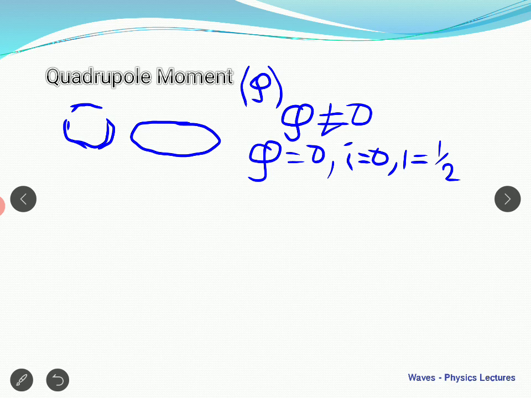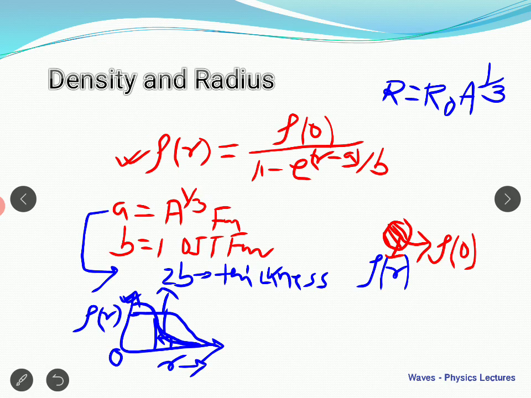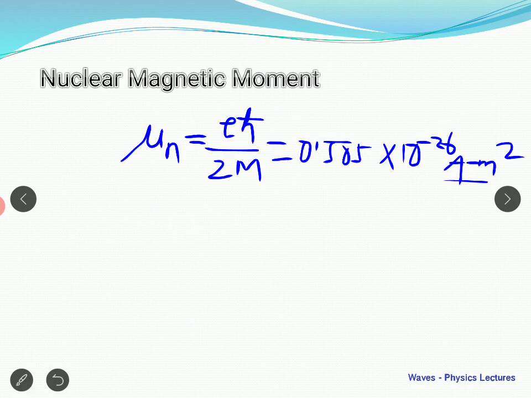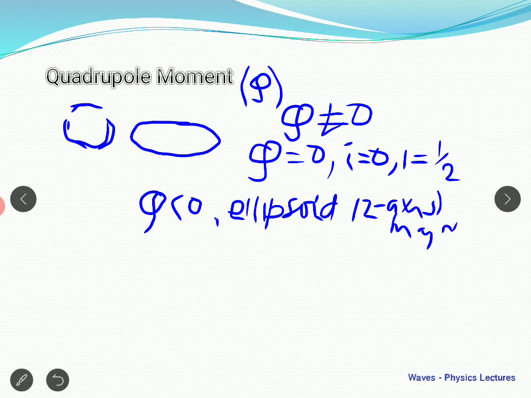But if Q is less than 0, its shape is like an ellipsoid. So if Q is less than 0, we have it like an ellipsoid. Understand that an ellipsoid will have a major axis and a minor axis, right? So this major axis will lie along the z axis. You have to remember the z axis will have the major axis. So an ellipsoid will have a major axis and a minor axis. If you remember, this is your minor axis and this is your major axis.